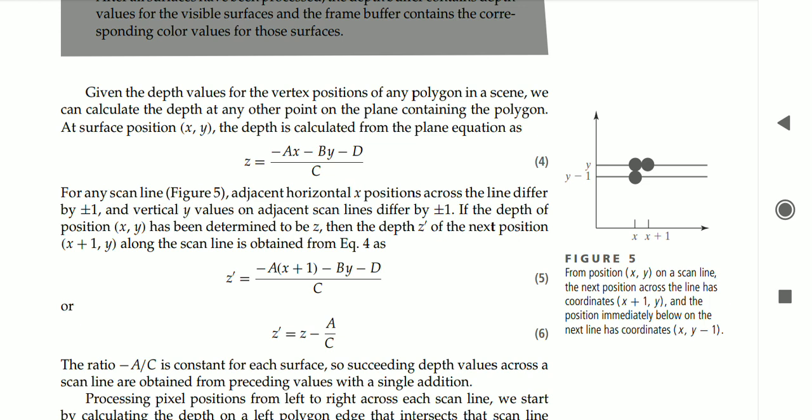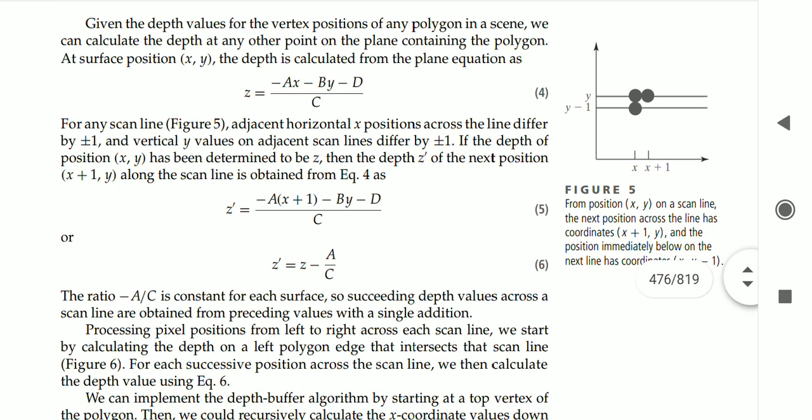So equation number 4 is giving you the z value. How is this z value written? Please see equation number 1: ax plus by plus cz plus d equal to 0. Correct? From that, it is written z equal to minus ax minus by minus d, by c. From that, equation number 5 you can see.